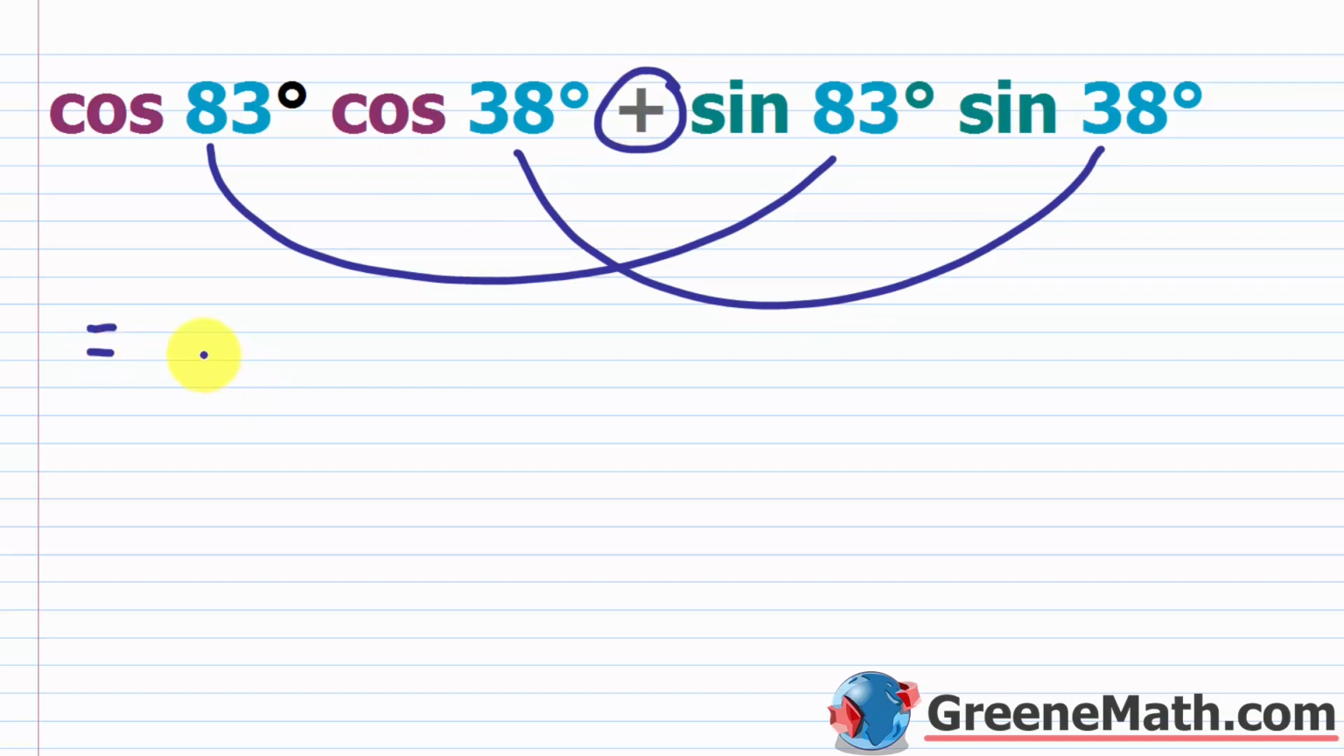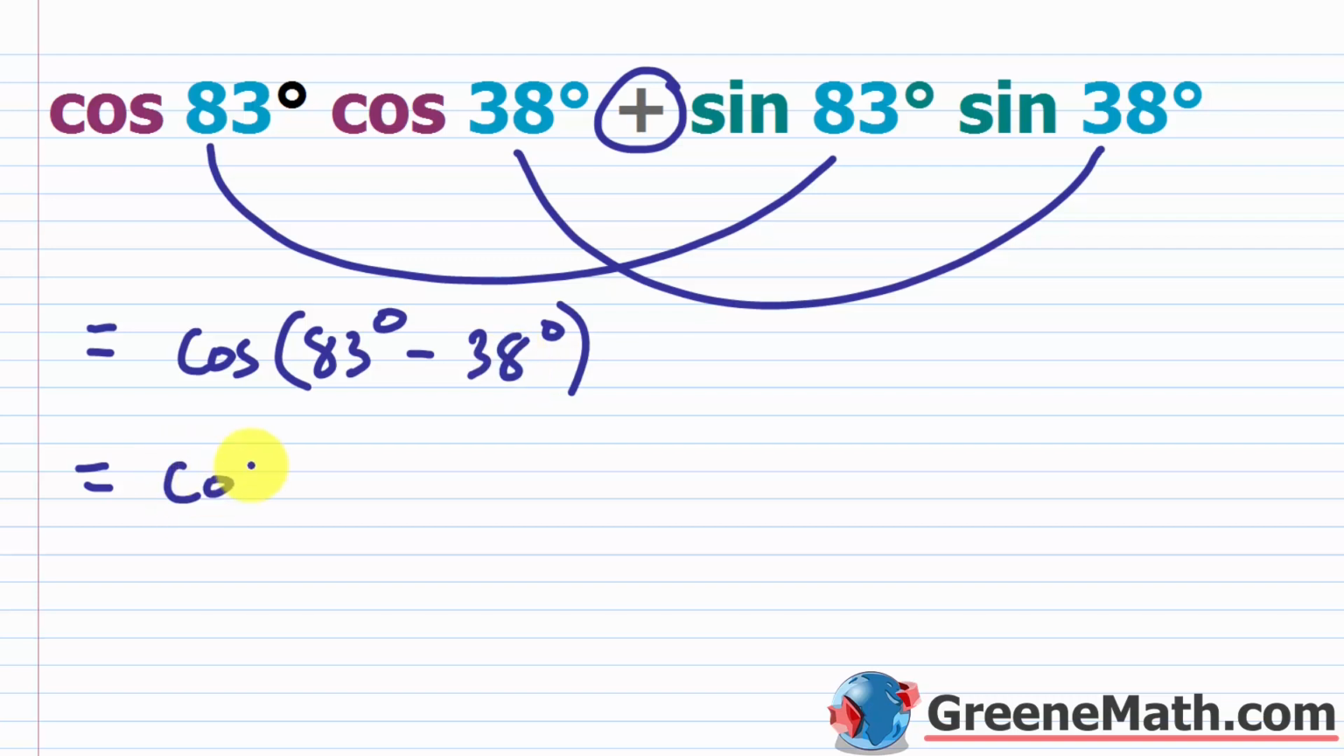You're meant to realize that you could write this as the cosine of, again, this is a plus, so I want a minus. So I'm going to do the 83 degrees minus the 38 degrees, okay? So what is this going to be? If I do 83 degrees minus 38 degrees, I'm going to get 45 degrees. So this is the cosine of 45 degrees. And we already know, because we've done this in the last two examples, that the cosine of 45 degrees is the square root of 2 over 2. So this is exactly equal to the square root of 2 over 2.